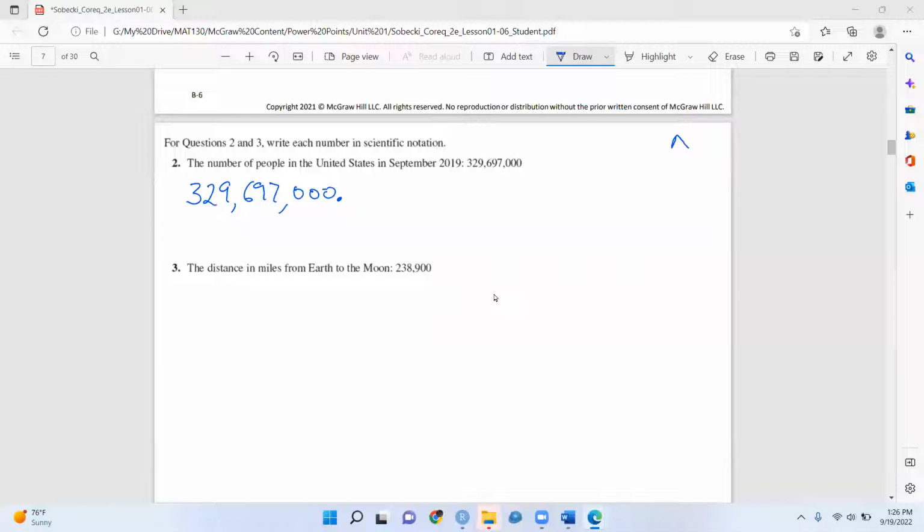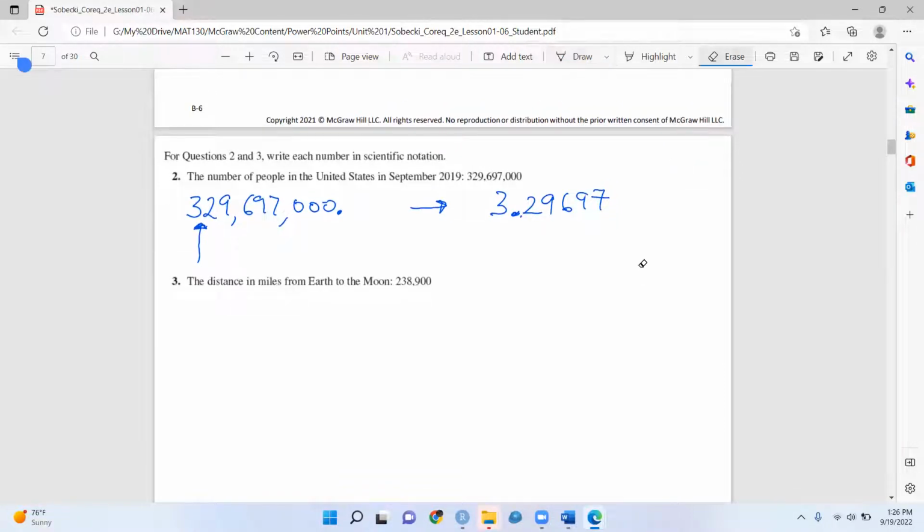Awesome, Latoya, awesome. So when we do scientific notation, we want to write a number between 1 and 10. So when I look at this, that means I need to move the decimal to here. In other words, the number I'm going to write is 3.29697. That's the A part in my A times 10 to the n power. This number is between 1 and 10. 3 is less than 10, it's greater than 1.